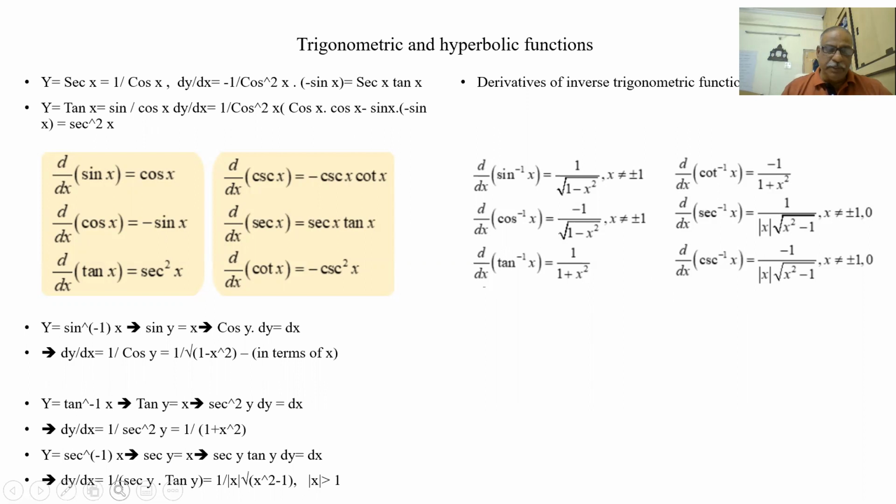So let us see. Secant y is equal to x. Secant y tan y dy is equal to dx. So dy by dx is equal to 1 by secant y tan y. We know secant y is x, and tan y is square root of secant square y minus 1, so square root of x square minus 1. Here you see mod x is greater than 1, because if mod x is less than 1, this becomes an irrational number.